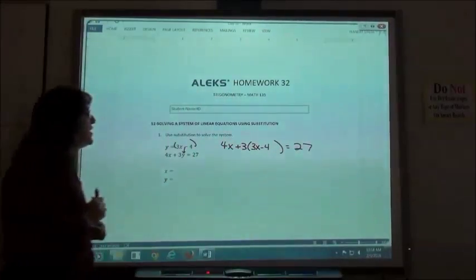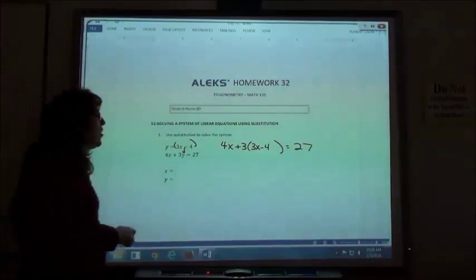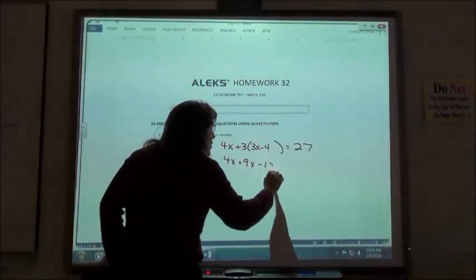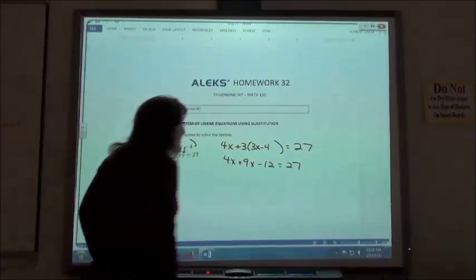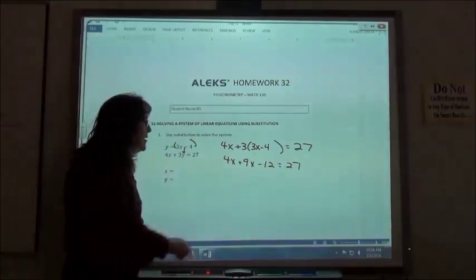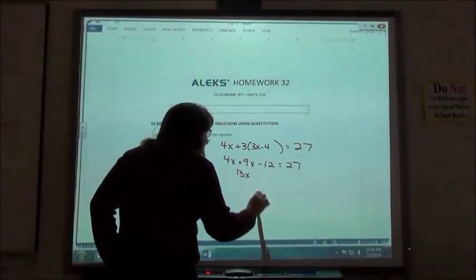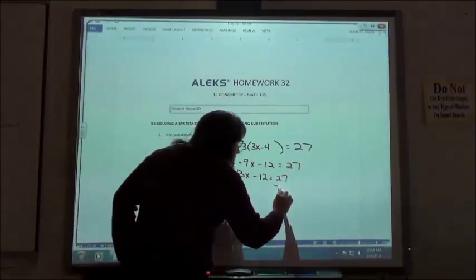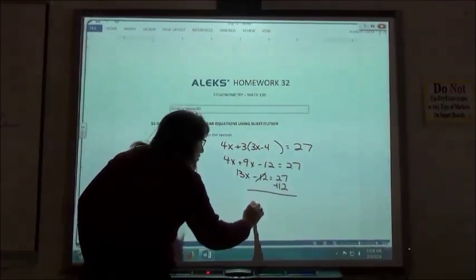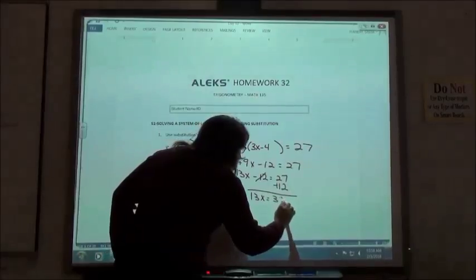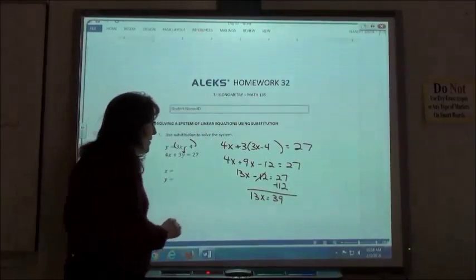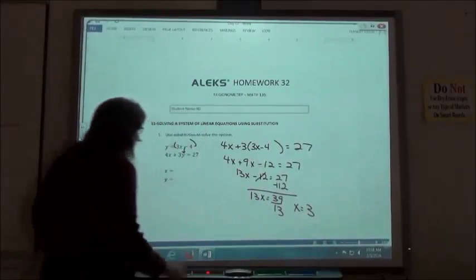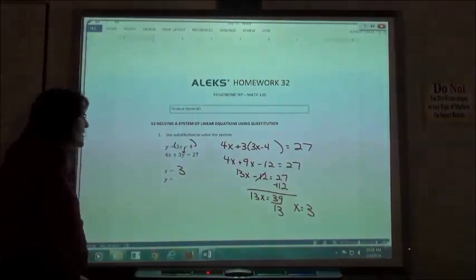Now I have an equation that just has one variable that I can go ahead and solve. So 4x plus 9x minus 12 would equal 27. Combining my like terms, 13x minus 12 equals 27. Adding my 12, 13x equals 39. And of course my last step, dividing by my 13. X equals 3. So I found one of my answers, x equals 3.